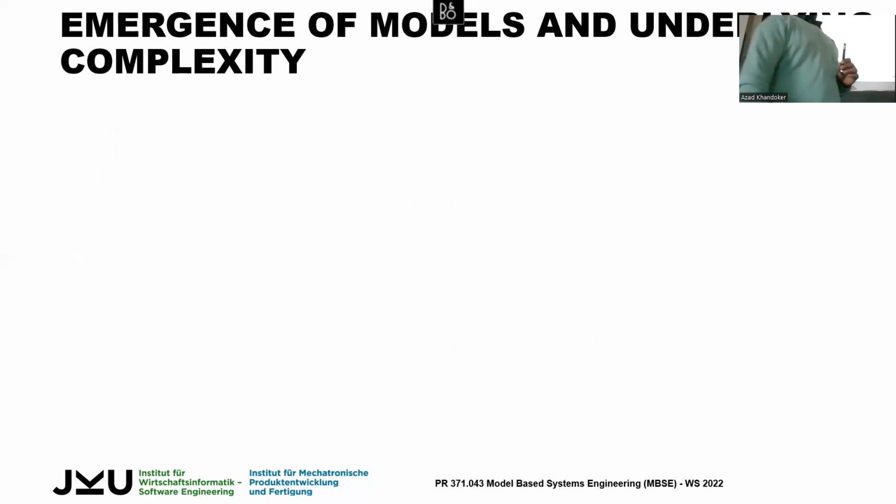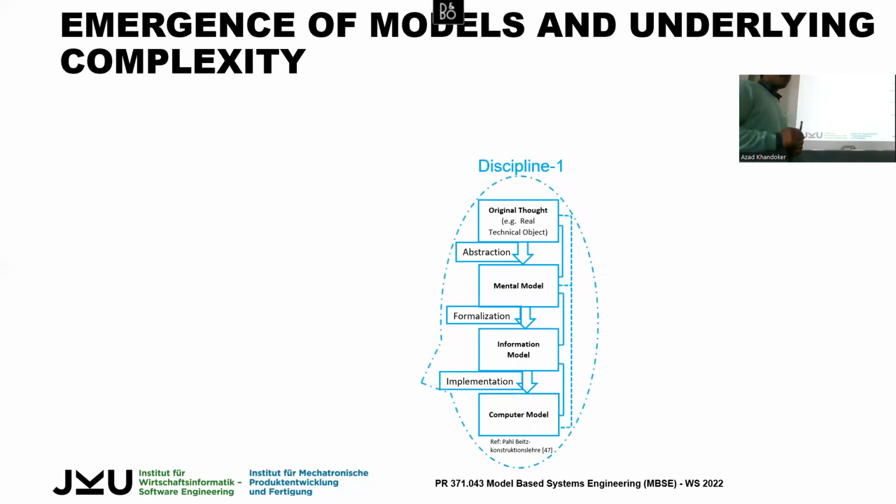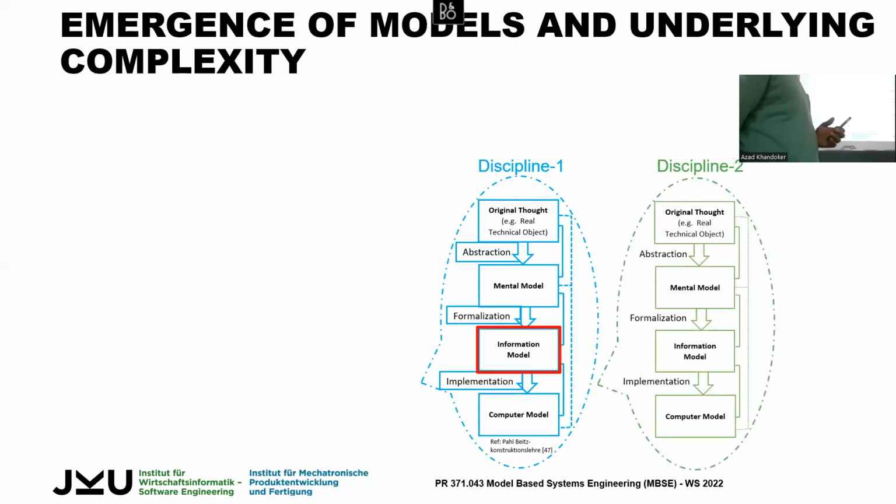The first thing, emergence of model and understanding the complexity. So why we need to have a model and how it's going to help, that we're going to learn in this one. So let's say you are designing something in a group. Maybe a mechatronics example would be nice. So let's say you have two different disciplines. Let's say discipline one is mechanical engineering and discipline two, why is the thing not coming? Okay, so discipline two is, I don't know, software engineering.